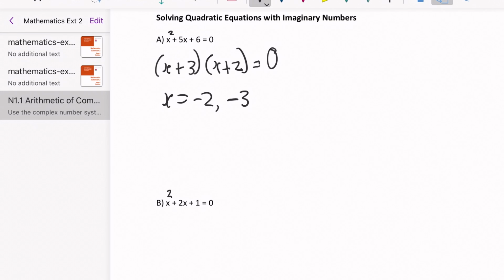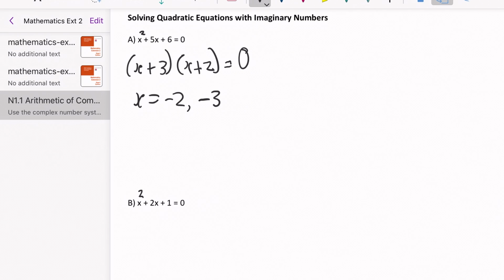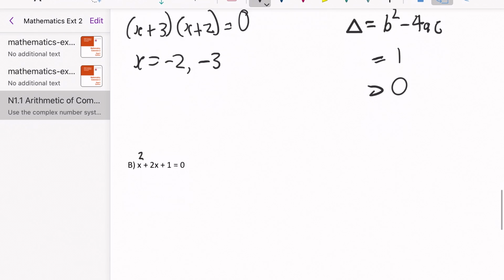Put more simply, a polynomial with degree 2 will have 2 roots. This is satisfied in this equation. Recall that we can use the discriminant to determine how many real roots we will get. This is shown by discriminant equals b squared minus 4ac. In this case, a is 1, c is 6, and b is 5. So we'll get 5 squared minus 4 times 1 times 6, which is equal to 1, which is greater than 0. Therefore, we will get 2 real roots.